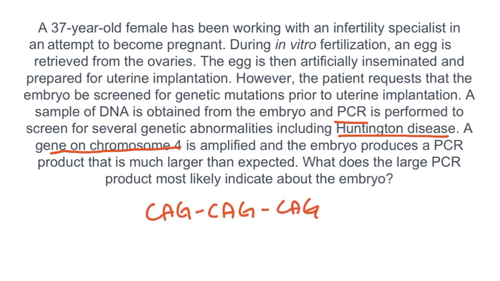From the question stem, hopefully you notice that when this region was amplified, it resulted in a product that was much larger than expected. In other words, there must have been CAG repeats on chromosome 4, which resulted in a larger than expected PCR product. Therefore, we can conclude that the large PCR product most likely indicates that the embryo has Huntington disease.